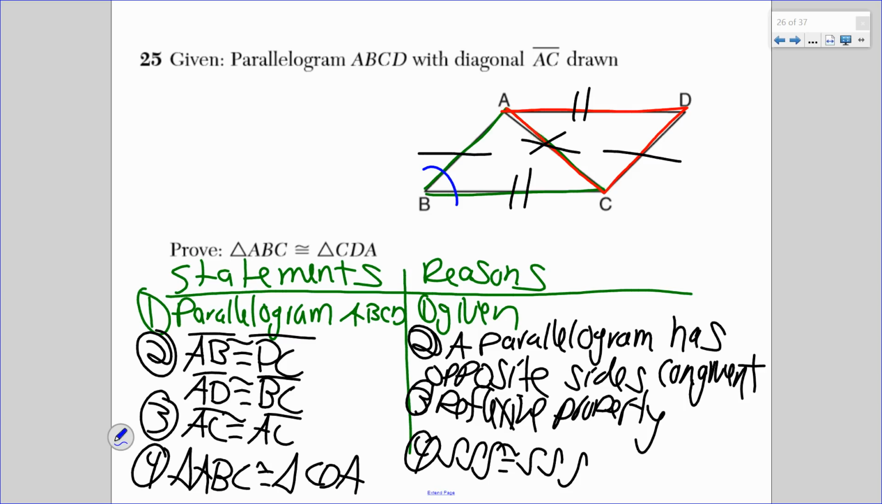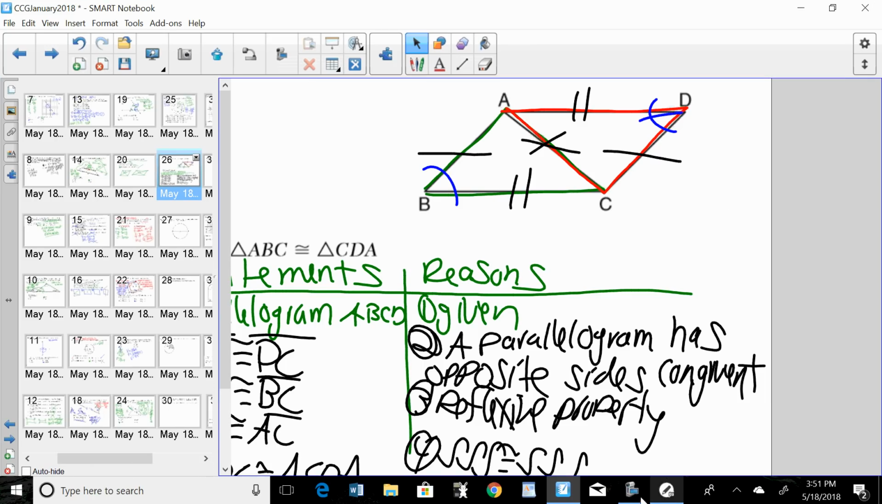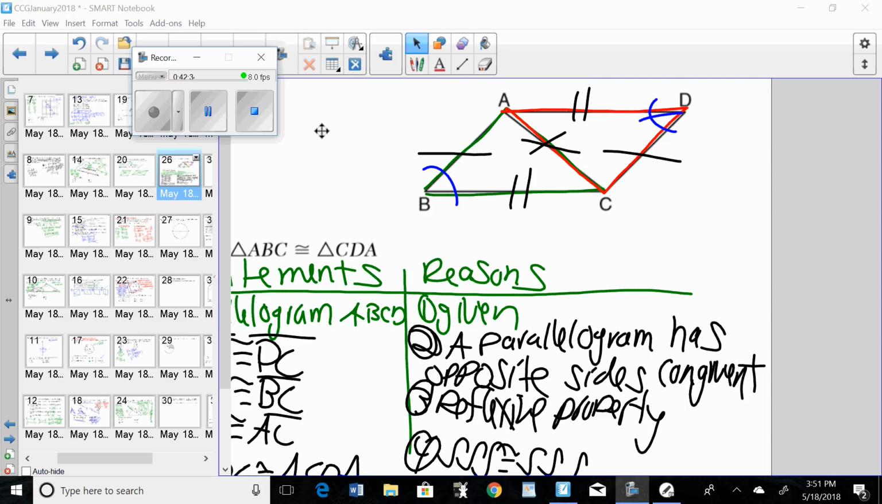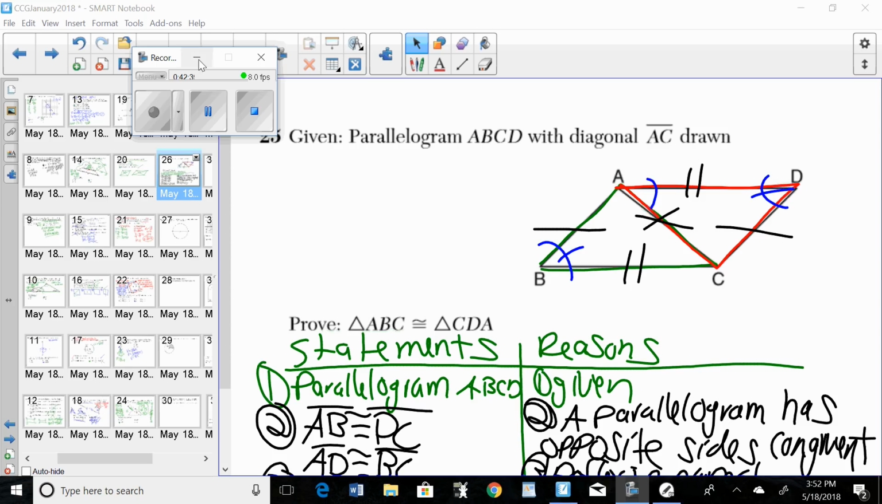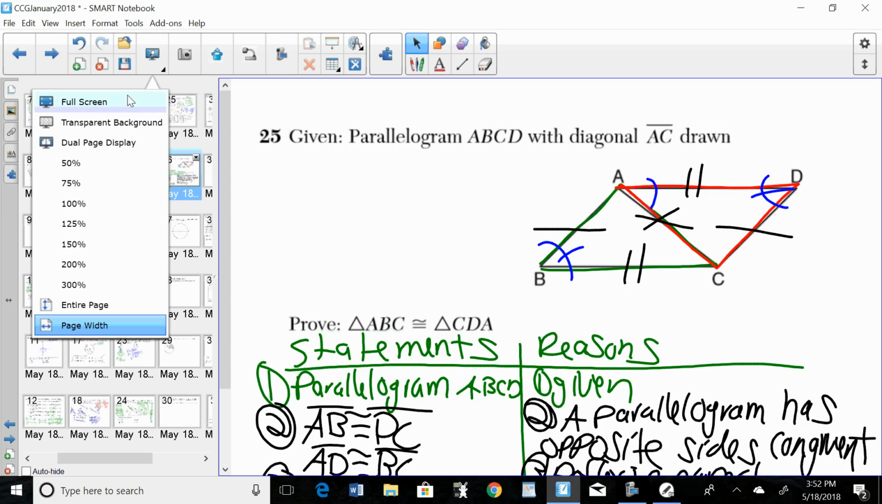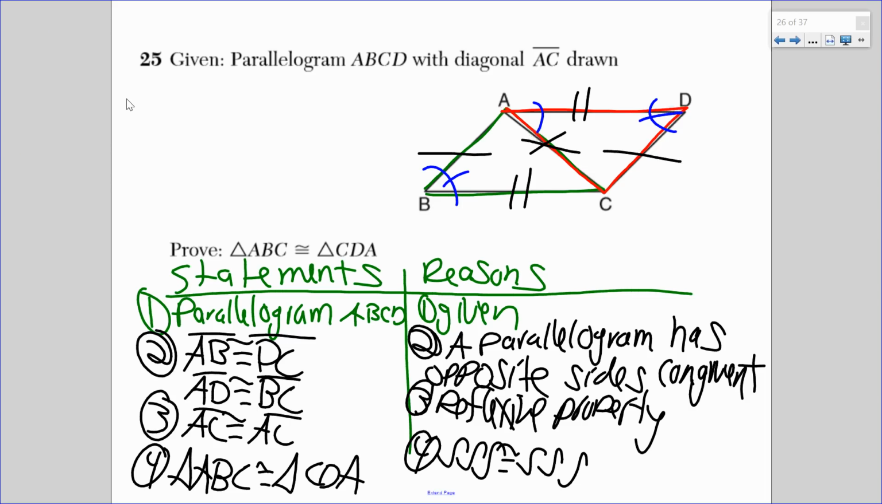Your other options: a parallelogram has opposite angles congruent. A parallelogram, oops, I'm frozen. That was very rude, being interrupted in the middle of a sentence like that. We've got opposite angles congruent. We've got alternate interior angles congruent as well. Moving on.